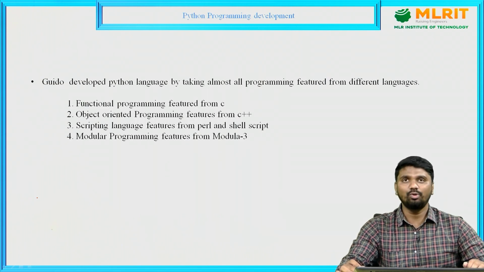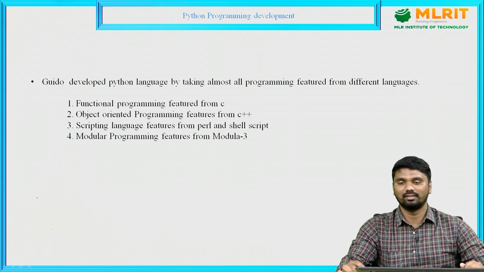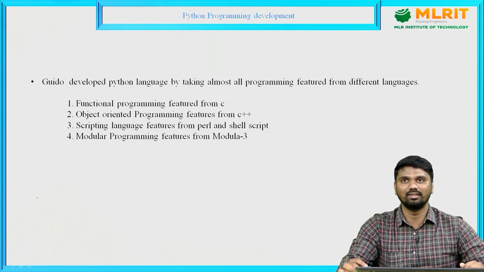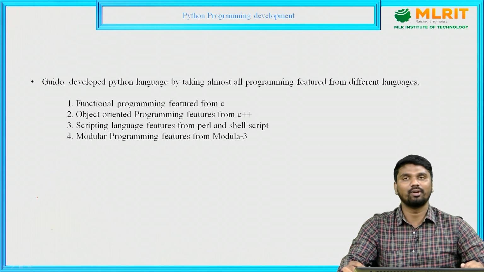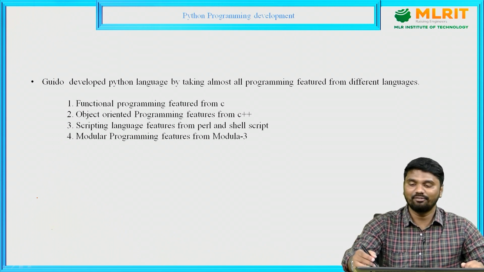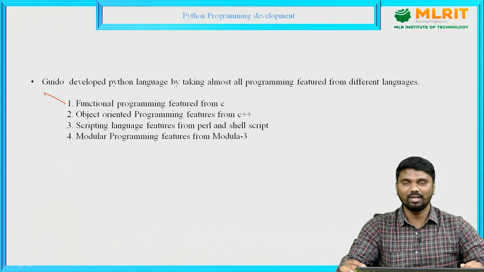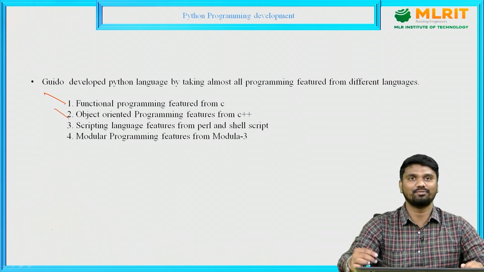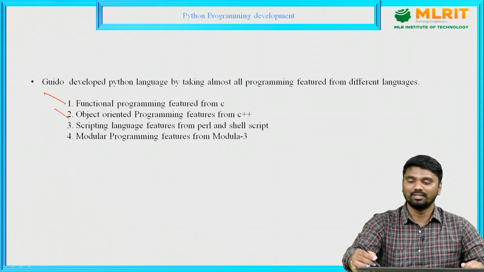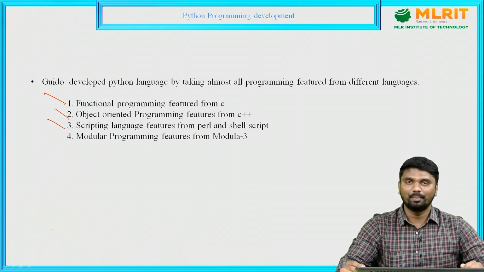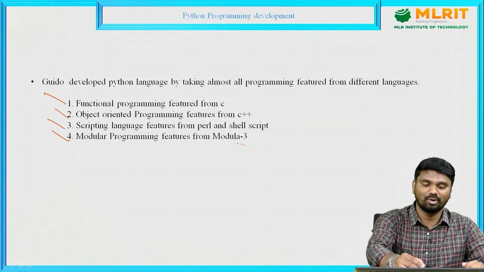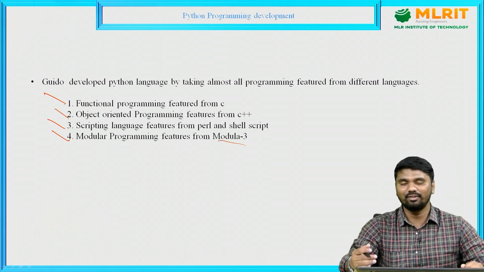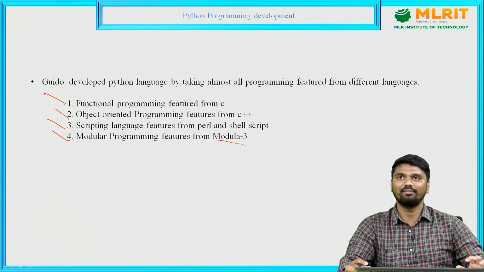Next, how was the Python programming language developed by Guido van Rossum? Guido developed this Python language by taking the features of many programming languages. It means he took features from different programming languages. For example, functional programming features were taken from the C programming language. Similarly, object-oriented programming features were taken from C++, because C++ is also an object-oriented programming language. Scripting language features were taken from Perl and shell script. And modular programming features were taken from Modula-3. Like this, he took different features from different languages, developed the language and named it Python.